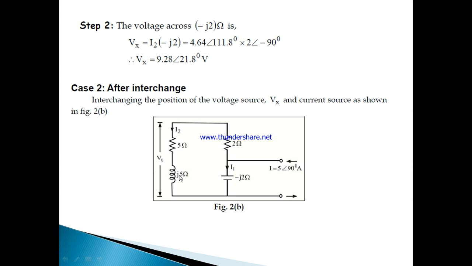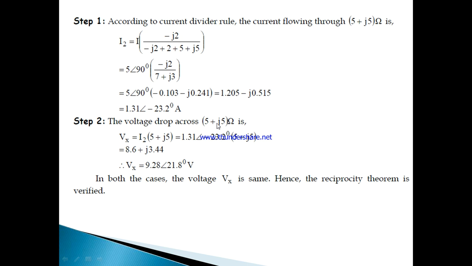If I know the current flowing through the impedance, then I can easily find the response here, that is the voltage. The voltage is given by the amount of current and its impedance value. So the voltage drop across this 5 plus J5 is given by Vx equals the current flowing through the 5 plus J5, that is I2, into the branch impedance, that is 5 plus J5. After substituting I2 and the impedance values, finally we got Vx as 8.6 plus J3.44. If you observe here, this Vx is 9.28 at an angle of 21.8 degrees volts.